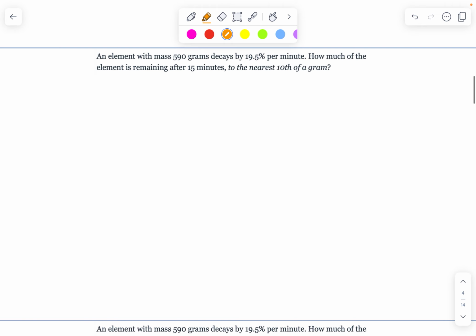Okay, so here is an example of a question. You'll see an element with a mass of 590 grams decays by 19.5% per minute. How much of the element is remaining after 15 minutes to the nearest tenth of a gram?